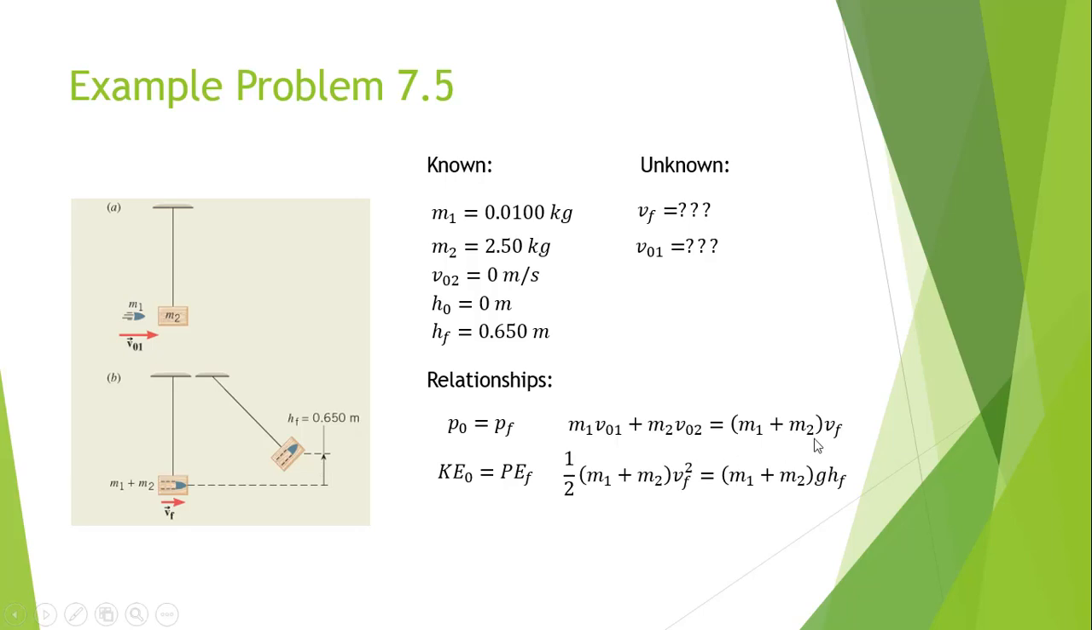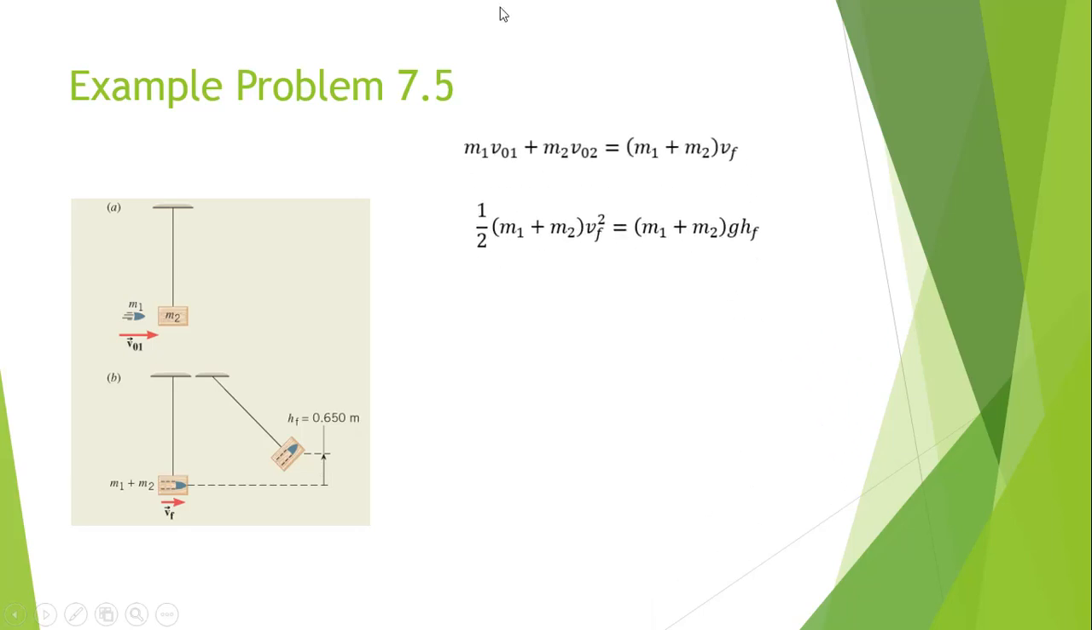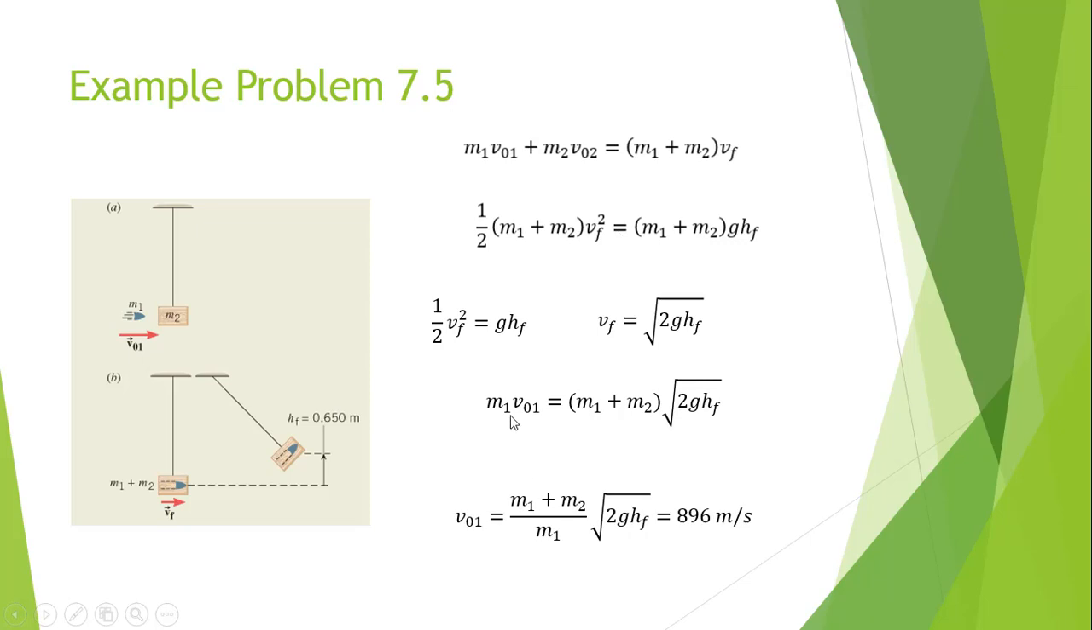What I could then do is plug that v in here and then work backwards to find the initial velocity of the bullet. So if you solve some things out, first of all, the mass of the system cancels out. I get 1/2 v final squared equals g h final. I can solve for v final, square root of 2 g h final. And there we go. I could plug that in right here. I know the initial velocity of the block is 0. And then I could divide by m1 to find v initial 1.